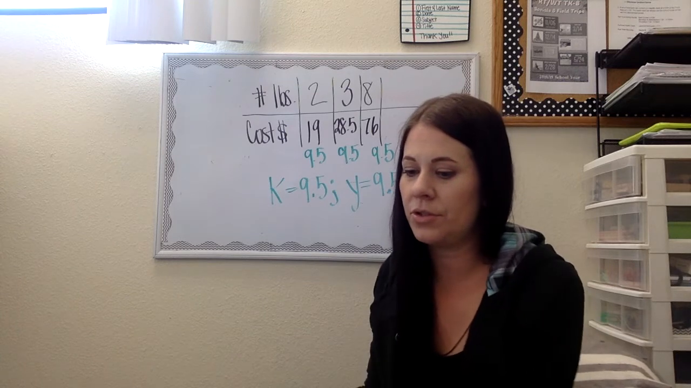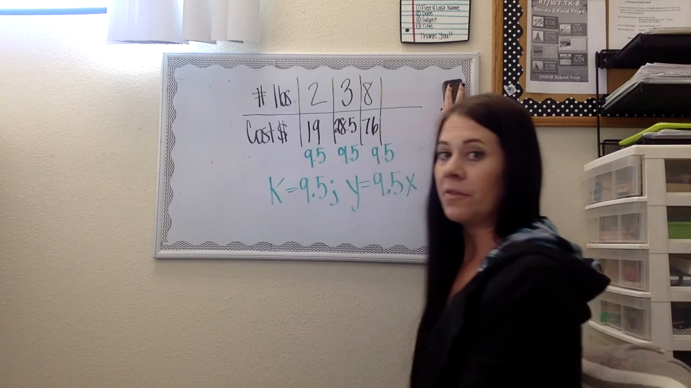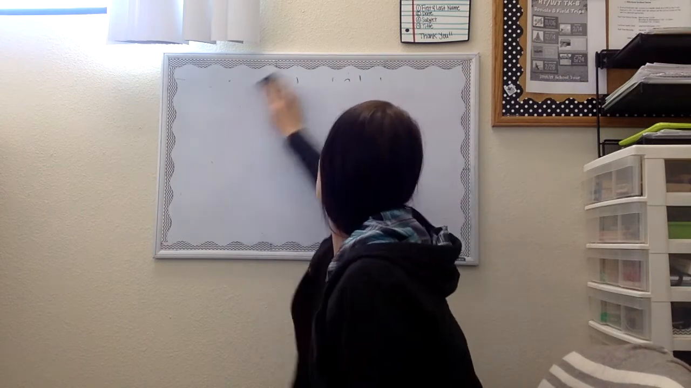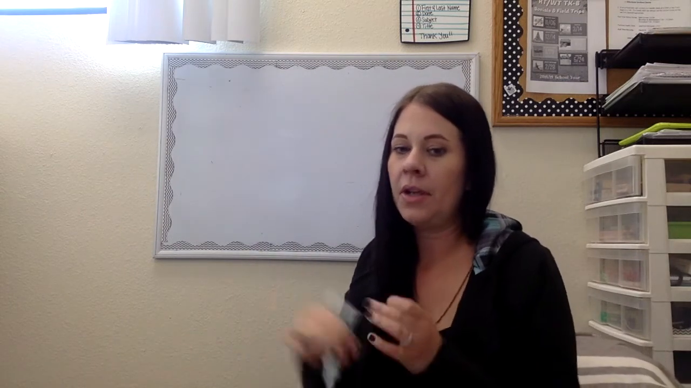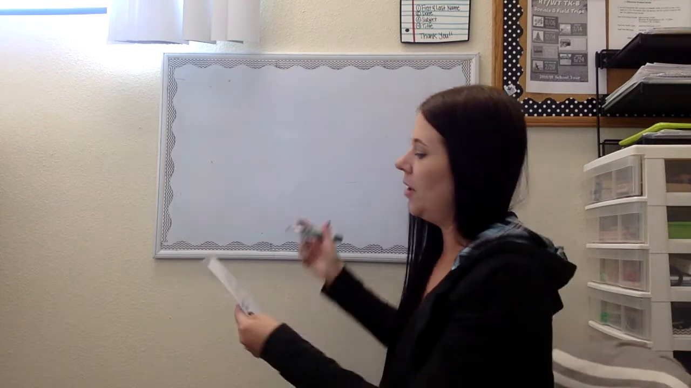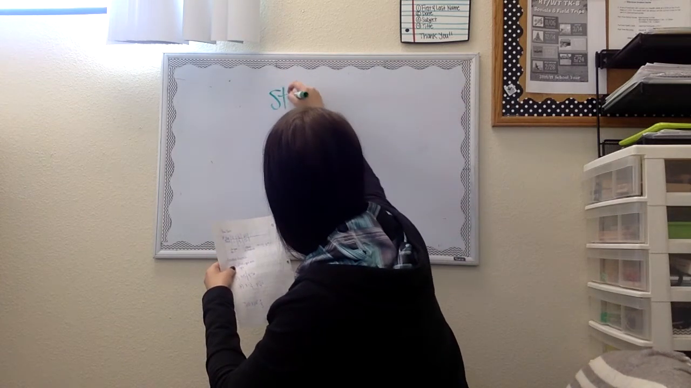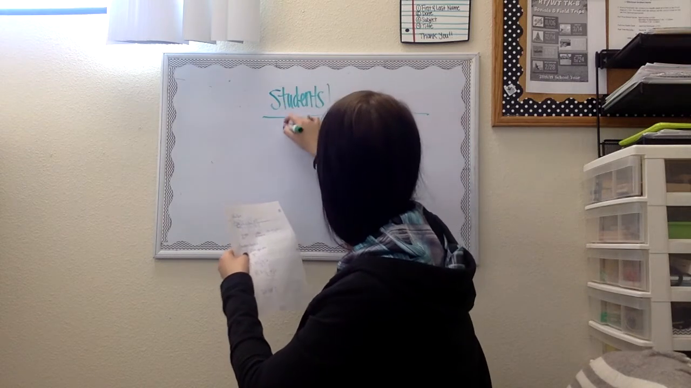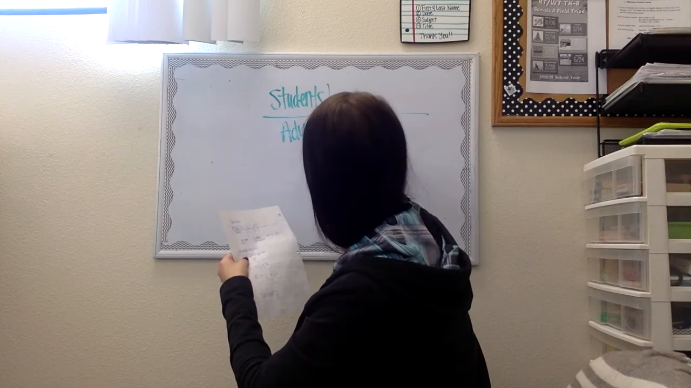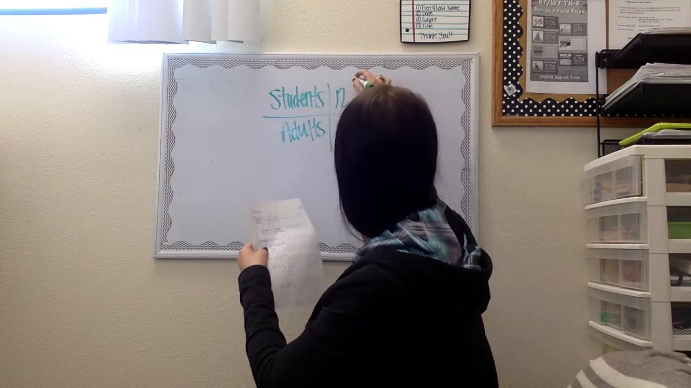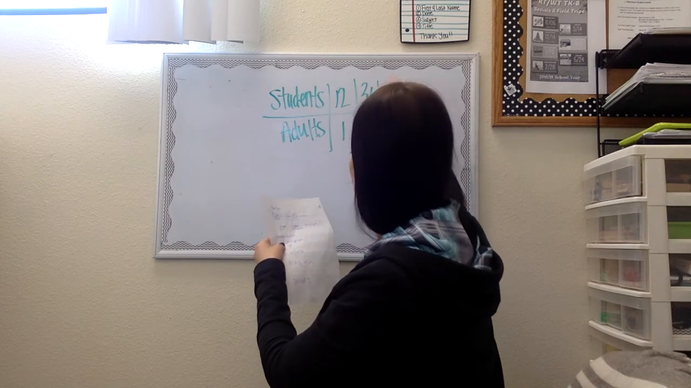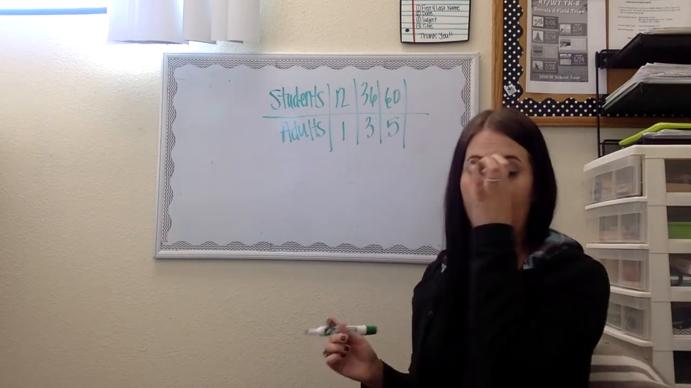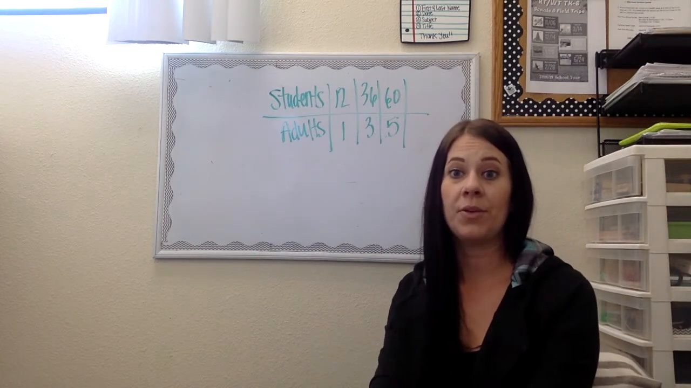Right? So hopefully that makes sense. I want you to do a your turn. So if you need to finish writing, pause. Okay. So I want you to do a your turn, and the your turn is students per adults. So 12 and 1, 36 and 3, 60 and 5. Pause the video, write your K, and write your equation.